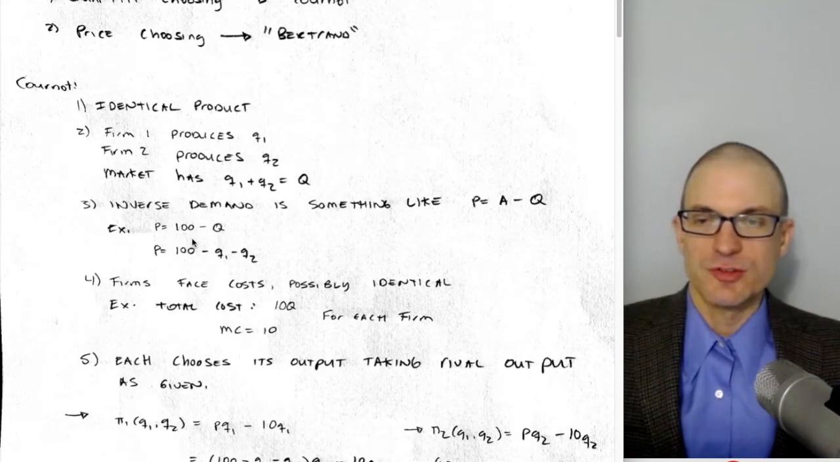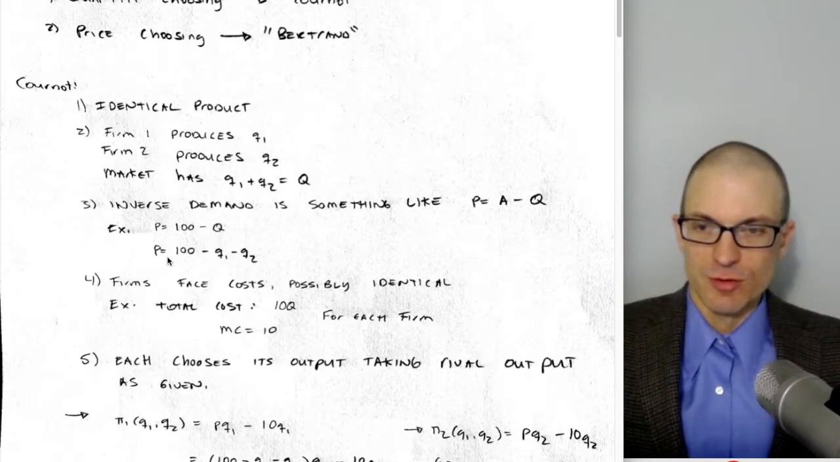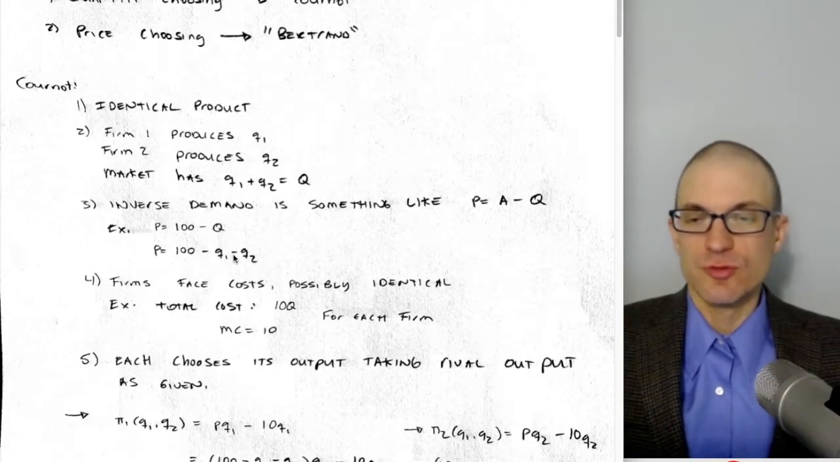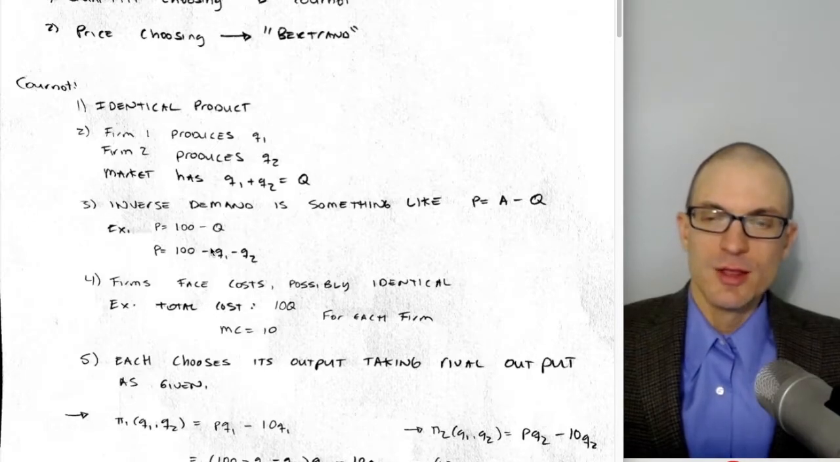Let's take as an example that the inverse demand is 100 minus Q. Q is, of course, comprised of the quantity from firm 1 and firm 2. Good. Then we'll distribute the slope of 1 to both of these quantities. If, for instance, this is a minus 2, then it would be 100 minus 2Q1 minus 2Q2. Or if the two firms' output were not viewed by the market the same way, this could be a 2 and this could be a 1 or something like that.